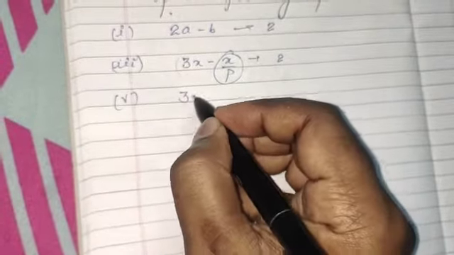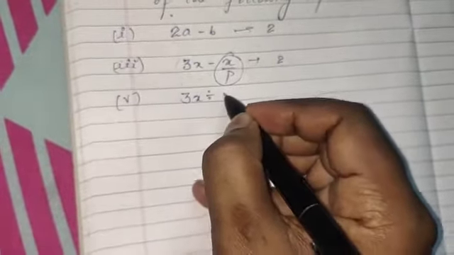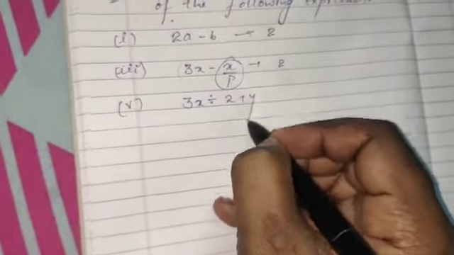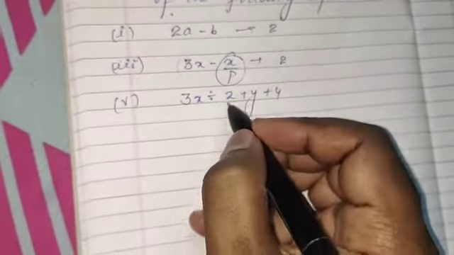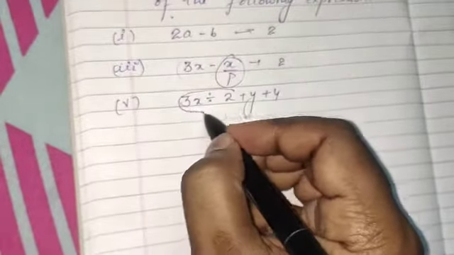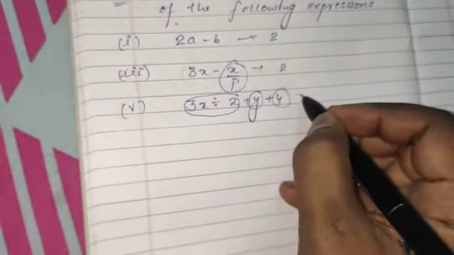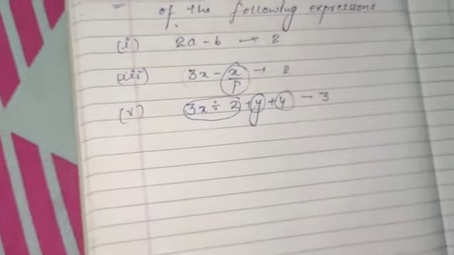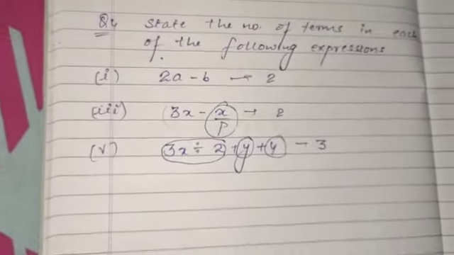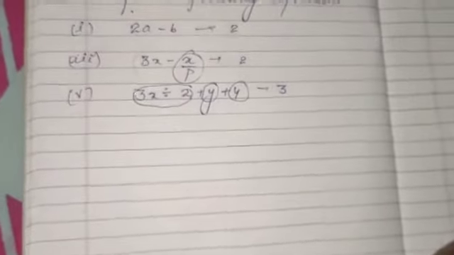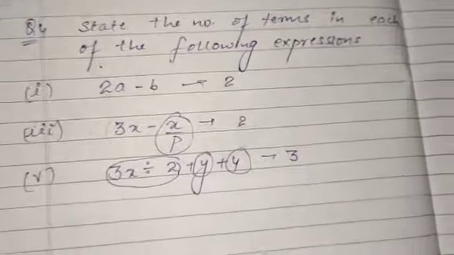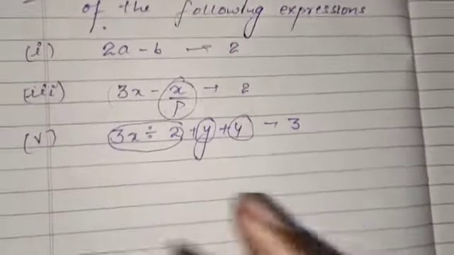Now just see the fifth one. This is 3x divided by 2 plus y plus 4. So 3x divided by 2 will be one term, this is the second and this is the third. So how many terms are there? 3. So I hope you have understood what we have to do in the question. Remaining parts will be for your assignment. Now let's see question number 5.